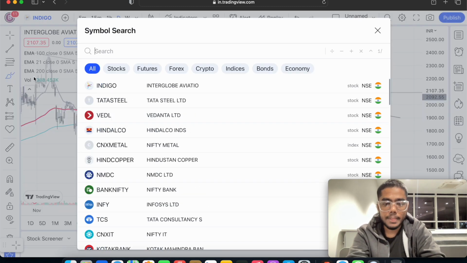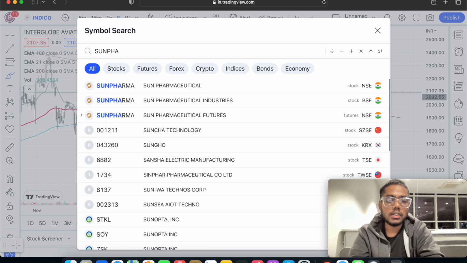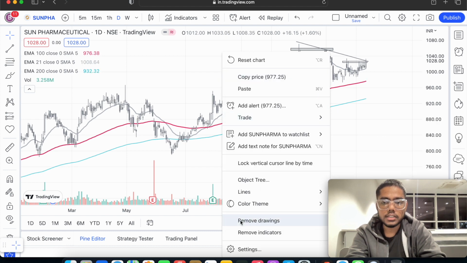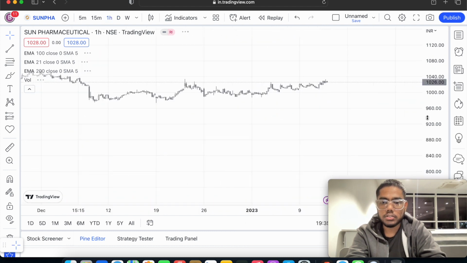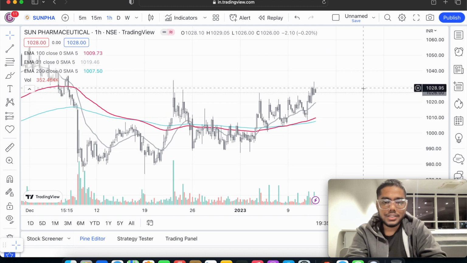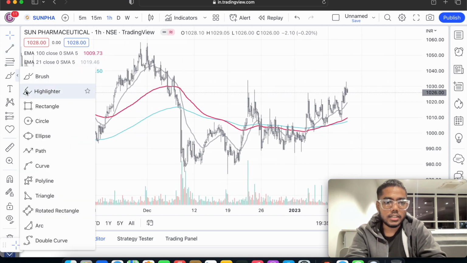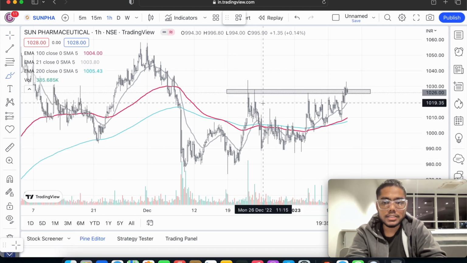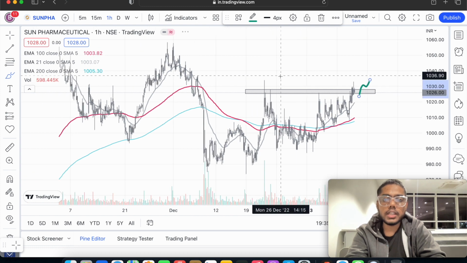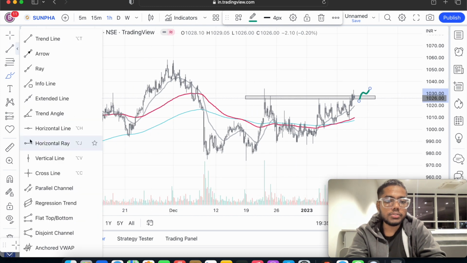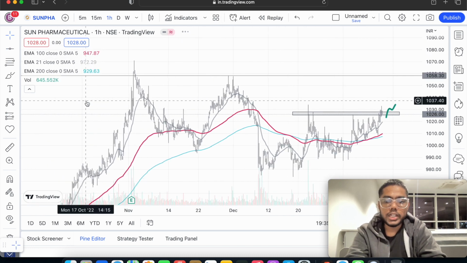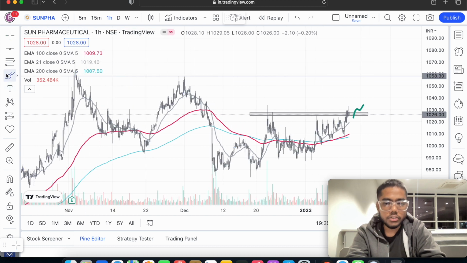Then you have your Sun Pharma, right? Sun Pharma and all, they have also been doing pretty well, right? You can see here, if I show you the chart of the hourly time frame, this is trading at a major area again, right? It is closing in right near this resistance zone, and once this gets broken, then the target of 1055 to 60 can easily get fulfilled if the momentum continues on the upside, right?